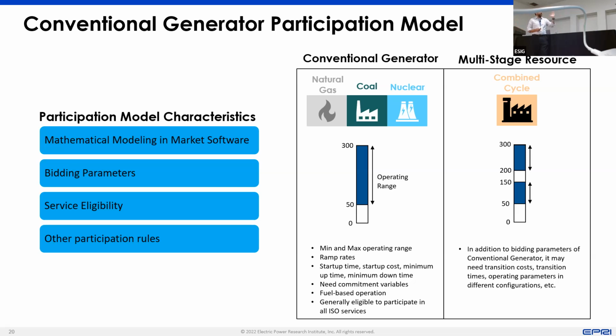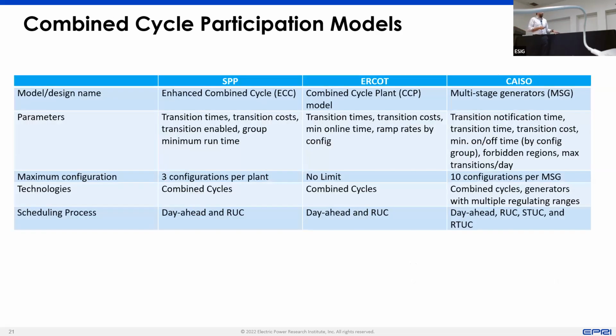Now, combined cycles, in addition to some of those parameters that might be in existence for a traditional thermal, steam turbine, I have other operating parameters because there's some unique characteristics for a combined cycle facility based on the configuration that combined cycle facility might participate in. This is just a couple examples. So a couple of the market regions have specific participation models for combined cycle facilities that they can use.